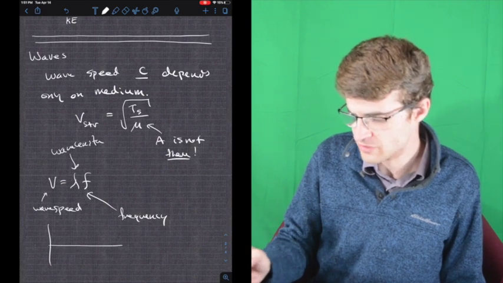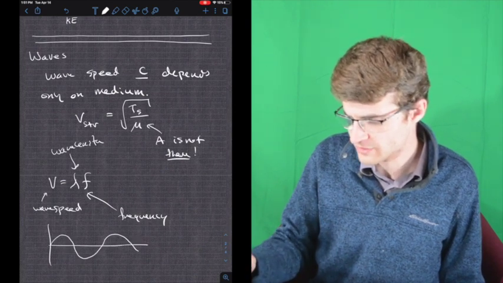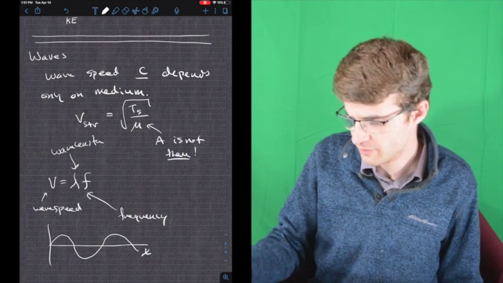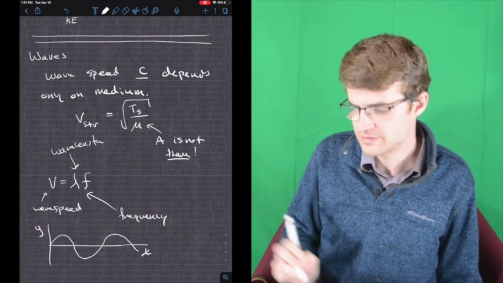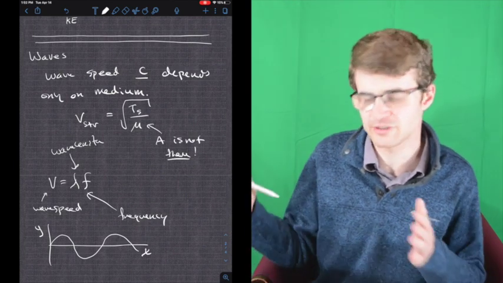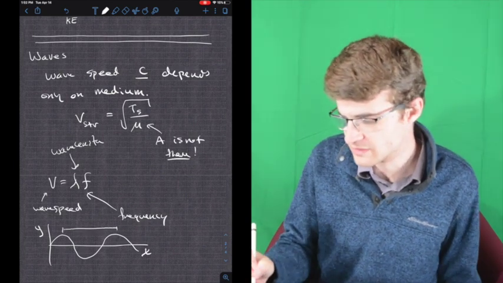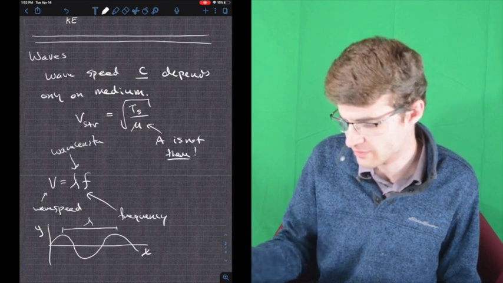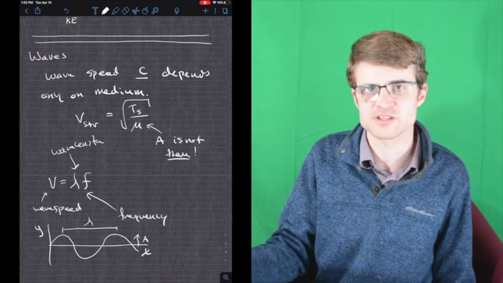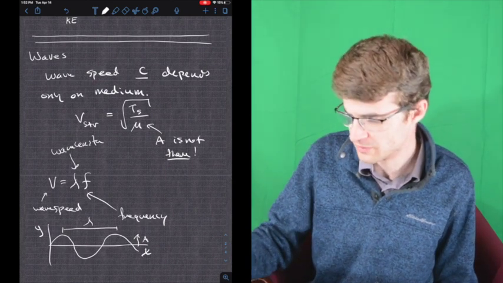Wavelengths, as you'll remember, if I draw another sinusoidal plot here, this time instead of time versus position, it's position versus position. This is what the wave physically looks like. The distance between crests is the wavelength. And again, this distance here is called the amplitude, the maximal displacement from equilibrium.